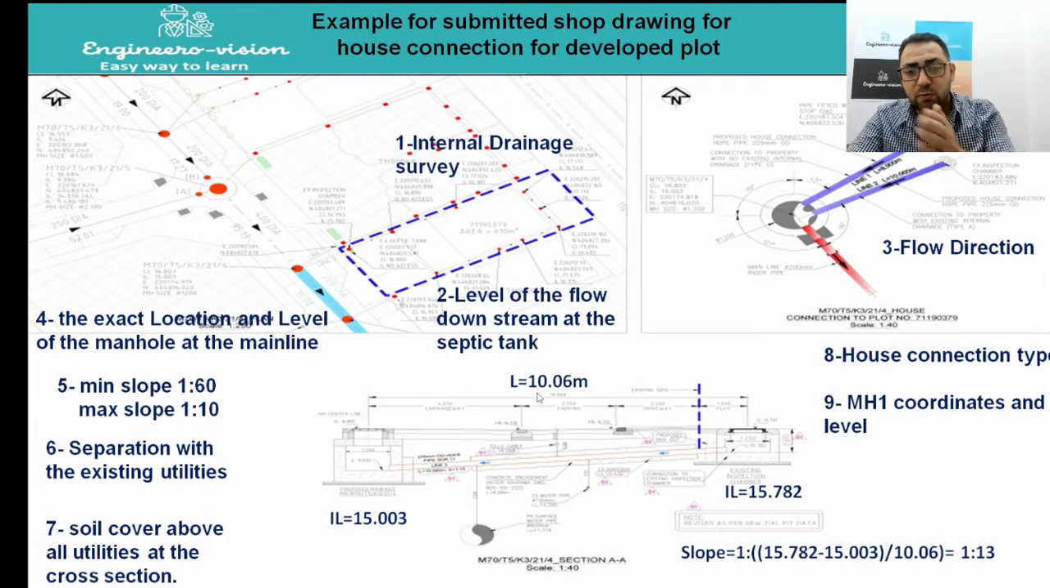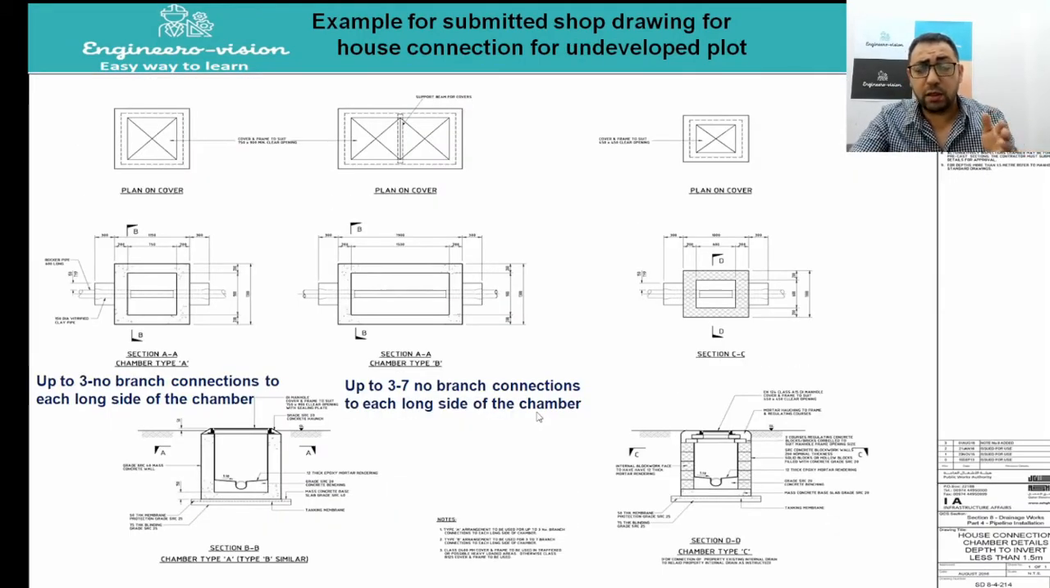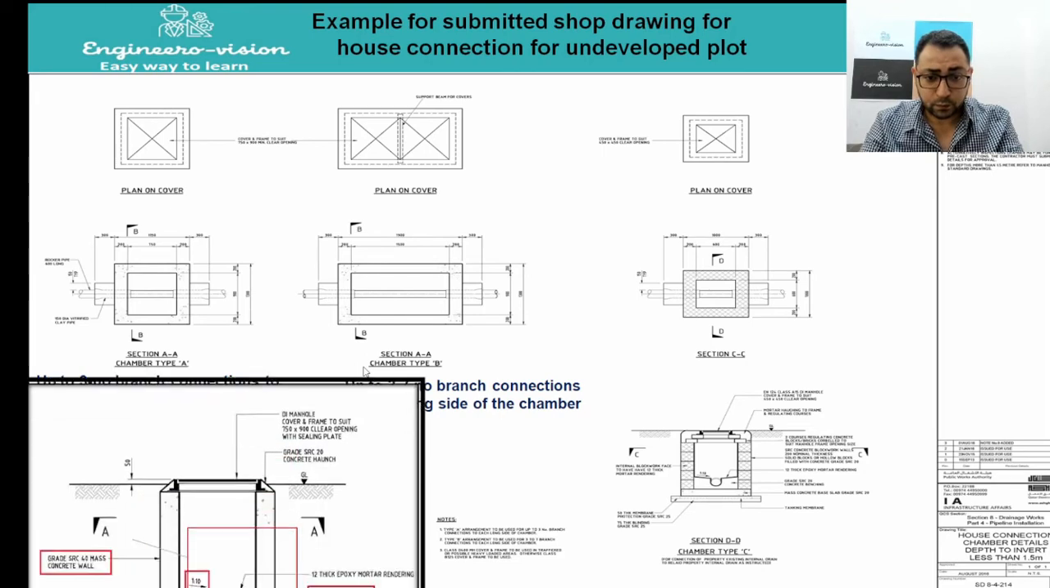When will we use an inspection chamber? When will we use a manhole? We will use an inspection chamber if the depth is up to 1.5 meter. And these inspection chambers are divided as per the standard drawing into two categories. The first category is type A and the second category is type B. Type A and type B depend mainly on the number of the branch connections that are coming to be connected to this inspection chamber or MH1.